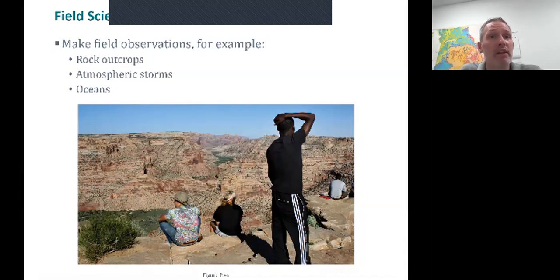This is not limited exclusively to geology. Atmospheric scientists will go out and study storms, and oceanographers will go to the oceans. You have to go where the data is. Space is a little more difficult, so a lot of times we use remote devices to collect that data.